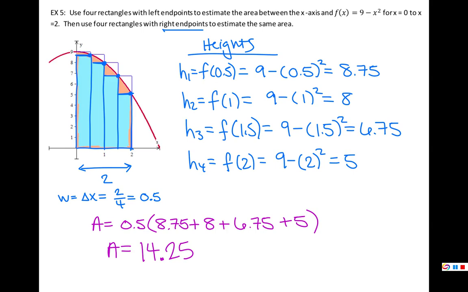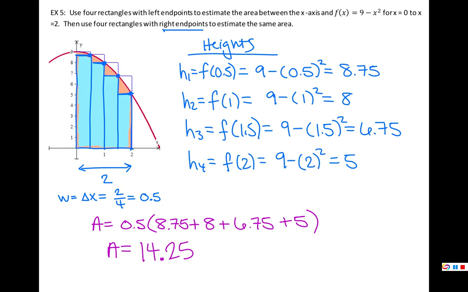Now this time my area is an underestimate. I can see by my picture the rectangles are actually under the region, but at least I know now the area is somewhere between 14.25, and I think we got 16.25 in the previous example.